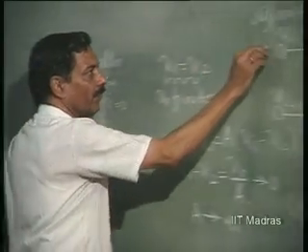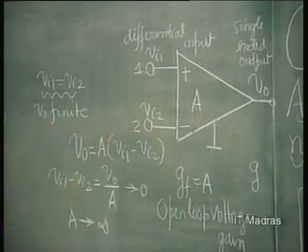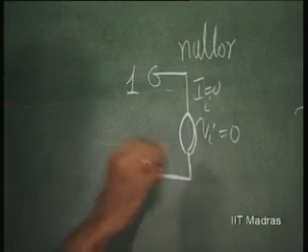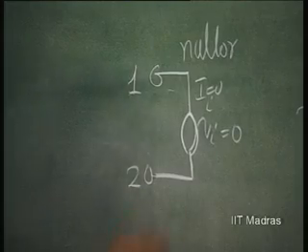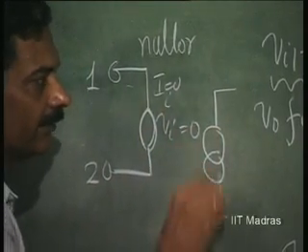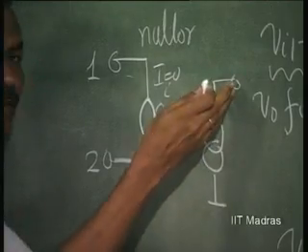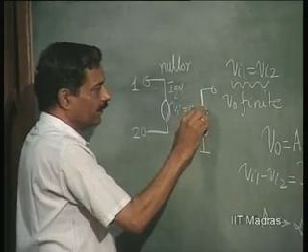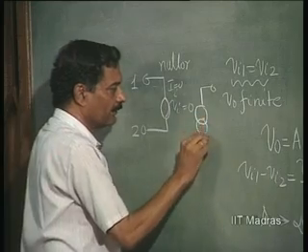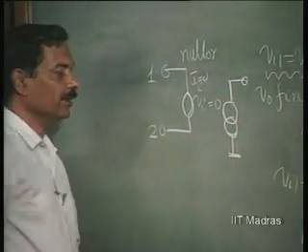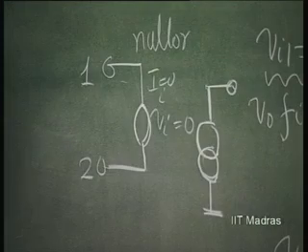So, this is called 1, let us say this is called 2. Between 1 and 2, ideally speaking, you have a null. And of course, at the output can be anything finite. So, it can have any voltage and any current. So, this is a narrator. So, this is the simplest equivalent circuit in terms of nullator narrator for an operational amplifier of this type.